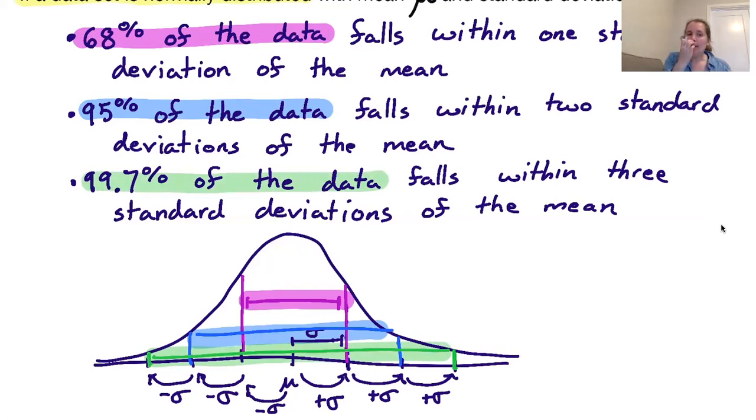So again, if we took the area under the curve from the stretch I highlighted in purple, that would be 0.68 for its area. The stretch I highlighted in blue, that total area, would be 0.95. And the stretch I highlighted in green, that entire area under the curve, would be 0.997.